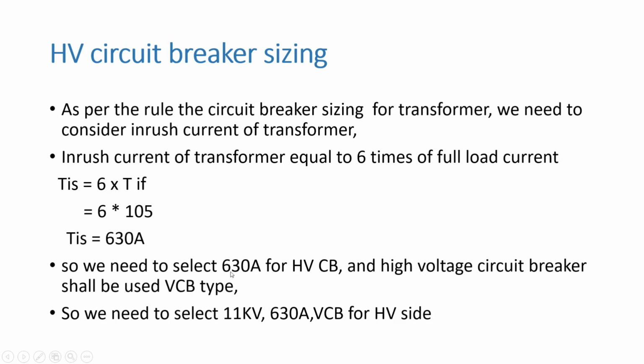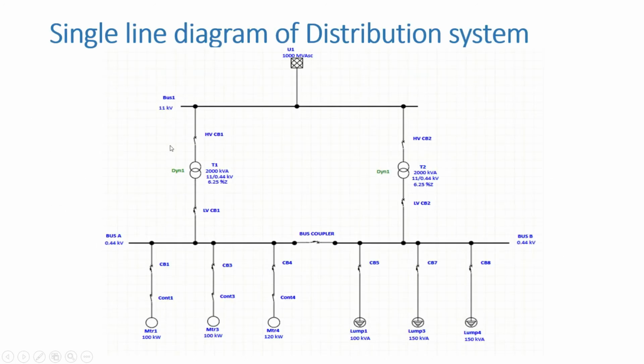and also the HV circuit breaker shall be a VCB type because the voltage is 11 kV on the primary side. As we know, if the voltage is above 1 kV, you have to use a VCB, vacuum circuit breaker, which is suitable for handling high voltages. So we need to select the HV circuit breaker 11 kV 630 ampere VCB for the HV side. So now we have cleared this HV circuit breaker's ratings.